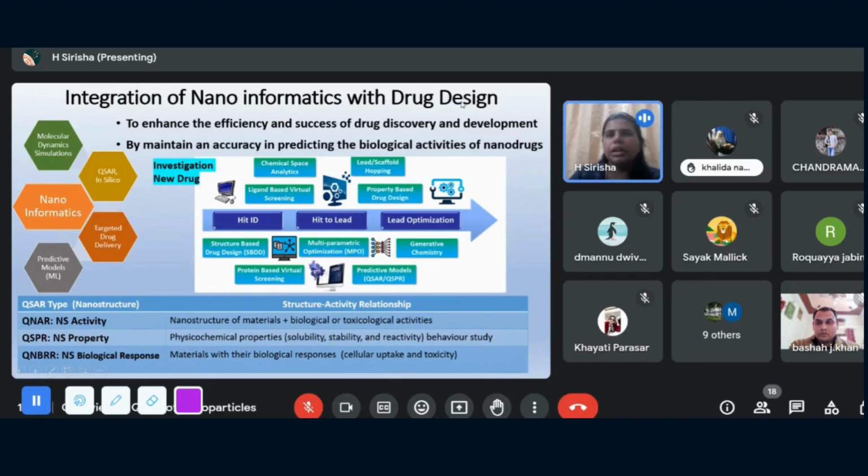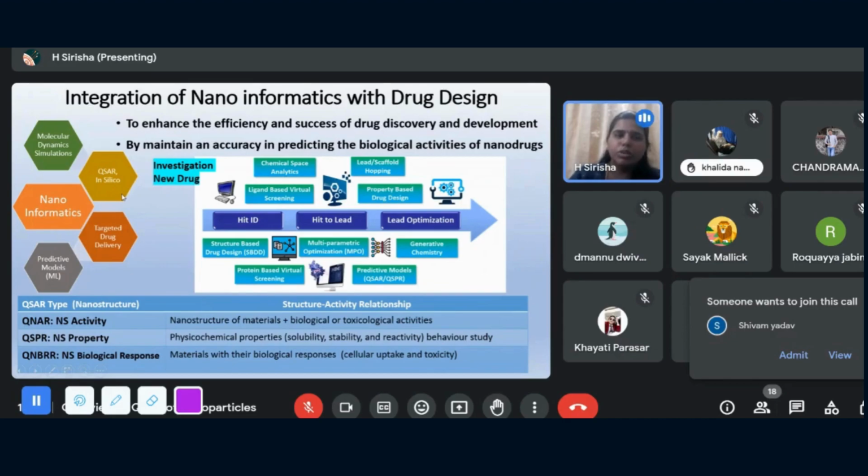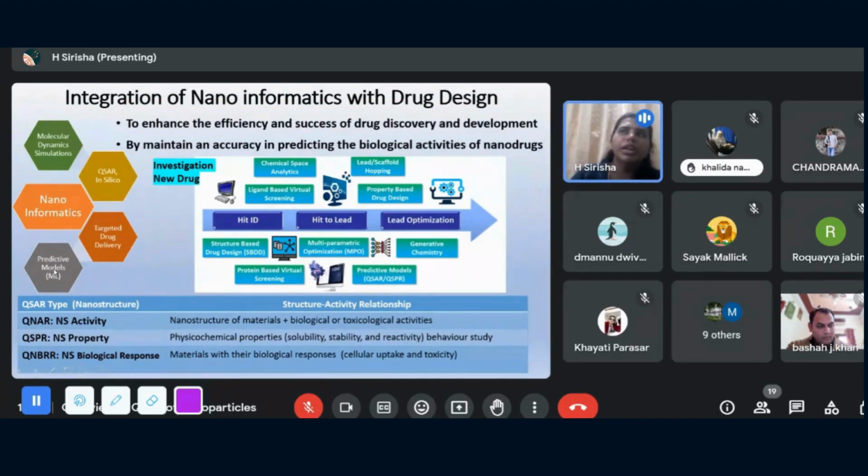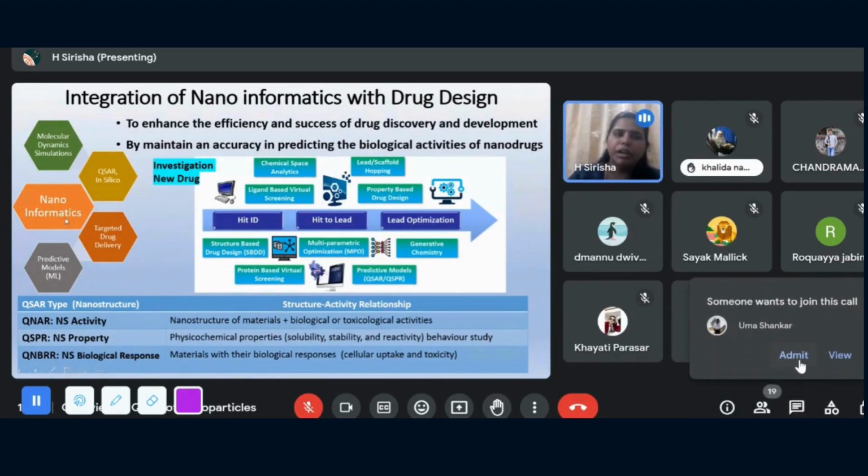In order to learn drug designing, there are different types of molecular techniques, molecular modeling methods that are available. One is molecular dynamic simulation, in which an environment is modeled, and different activity and structural aspects of it are studied. Then QSAR, in silico, targeted drug delivery, as we can target the cancerous cell, and the predictive model. With predictive models we can get an idea of what can be the outcome of the situation in a given confined environment. So this field is nothing but nanoinformatics.